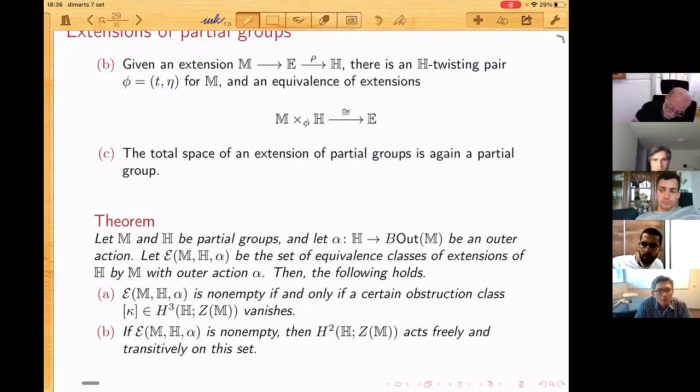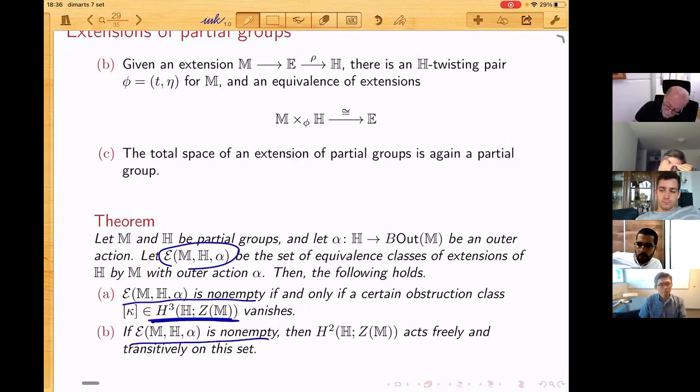So if you call this the set of equivalence classes of extensions, then this is non-empty if and only if a certain obstruction in H3 vanishes, right? Like in the classical case. And when this is non-empty, essentially there is a bijection between this set and H2 of the base space with coefficients in the center of the fiber, right? So that's the classical theorem for extensions of finite groups, right?